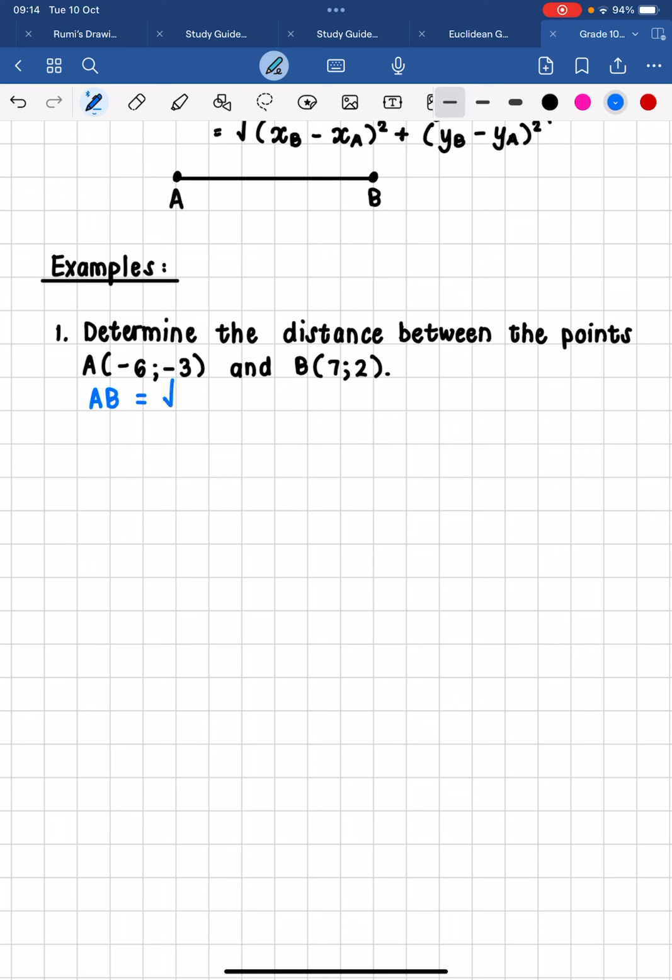So you have to show square root, and then you put your bracket. Do we want to start with the values of A? Is that fine with everyone? All right, so I'm going to start with the x value of A, and I'm going to minus the x value of B from that. So I'm going to say -6 minus 7 squared. It's important to remember to square that bracket, plus -3 minus 2 squared. So you do x minus x squared plus y minus y squared. And then obviously that is the square root of that whole thing. And guys, that you can just type into your calculator.